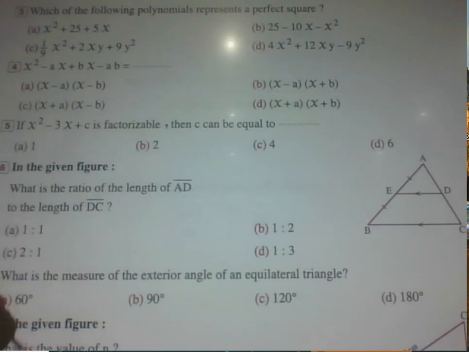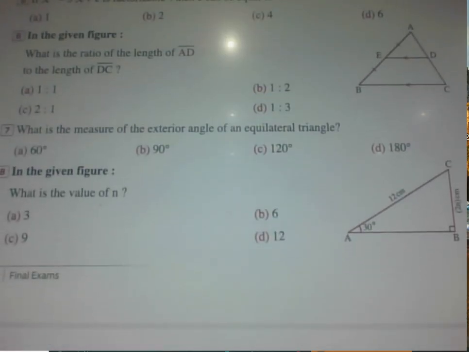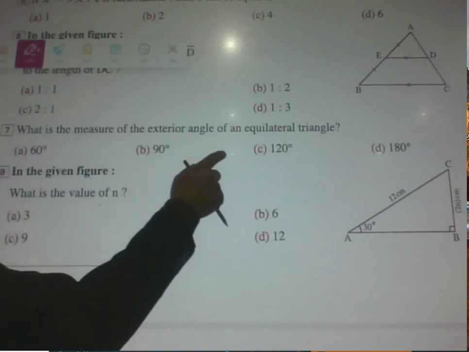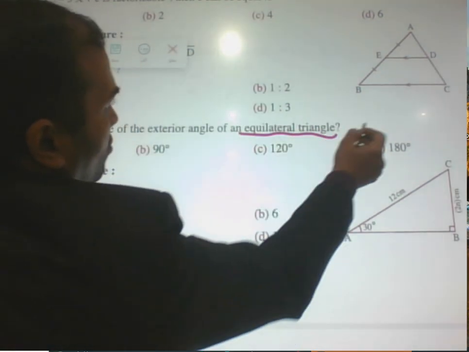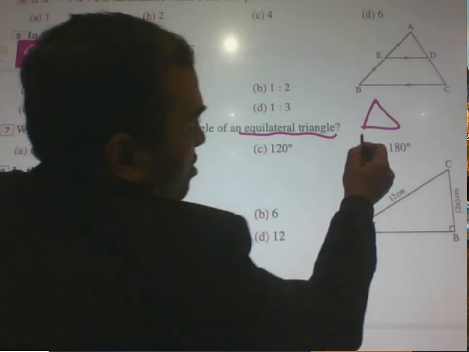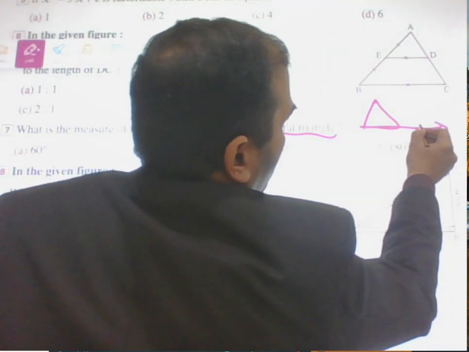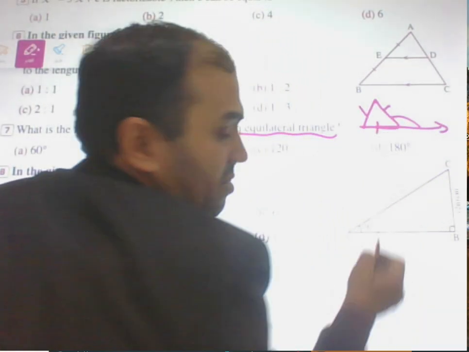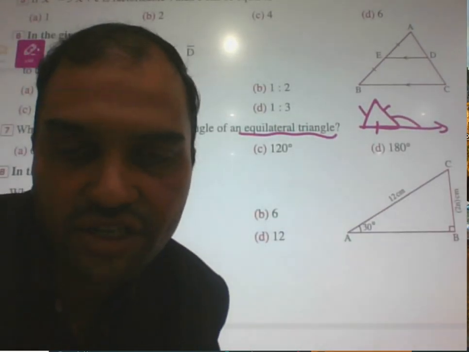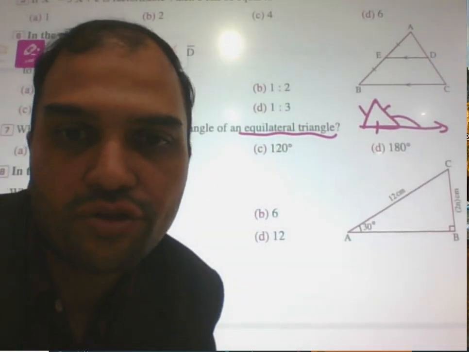Next question. Look here. What is the measure of the external angle of an equilateral triangle? We know an equilateral triangle means a triangle with three equal sides. He asked about the external angle here. The measure of each interior angle in this triangle is 60. We want to find the external angle. The external angle here will be 120 degrees.